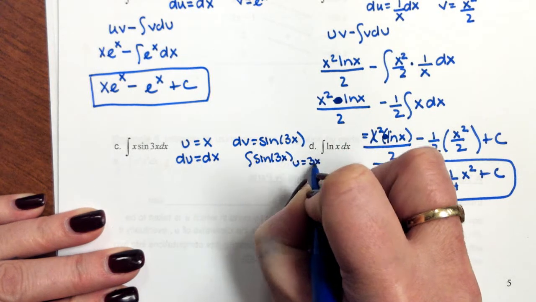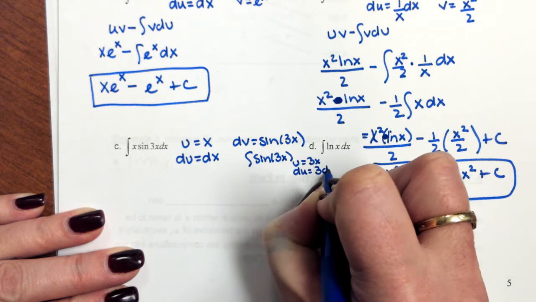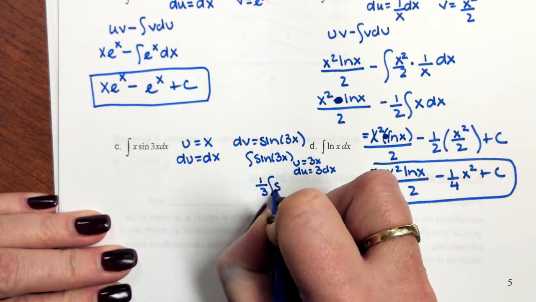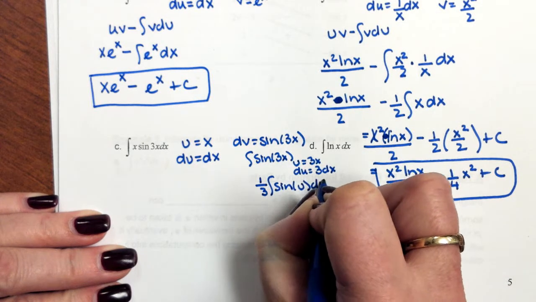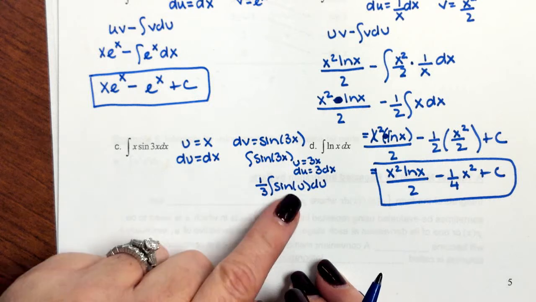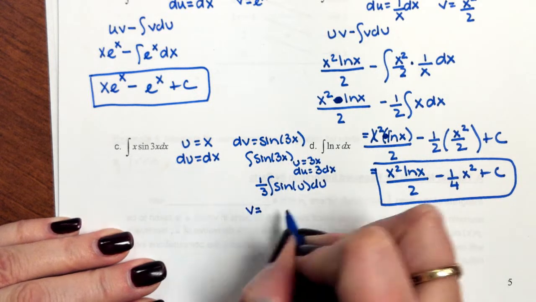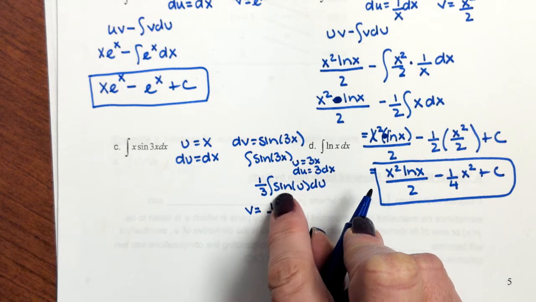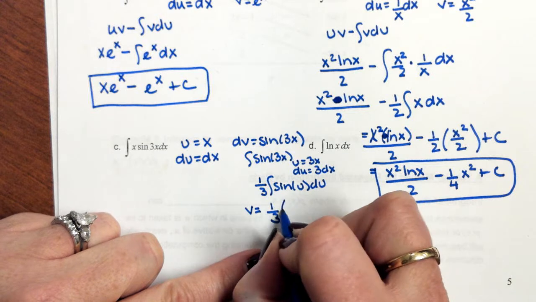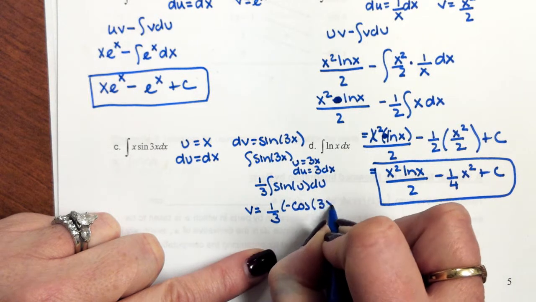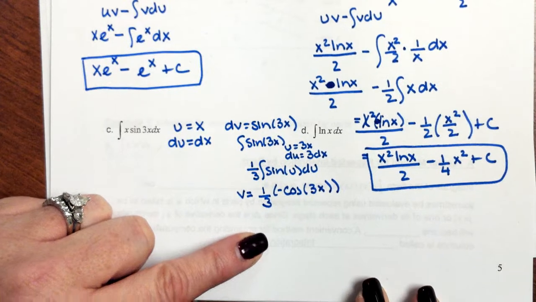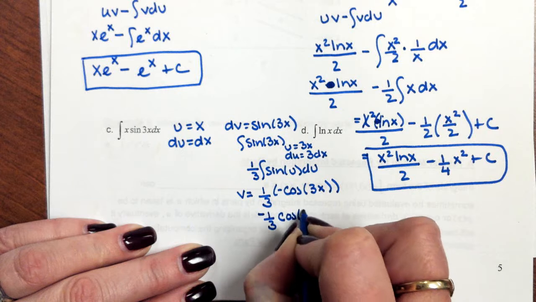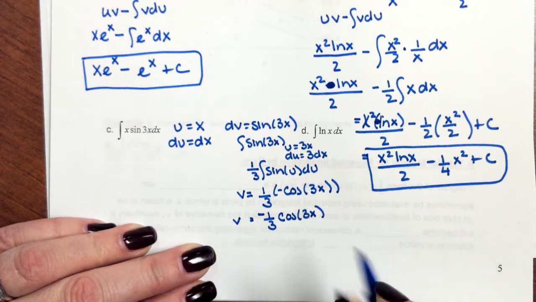U is equal to 3x. My du is equal to 3 dx. So I have to pull that 1/3 out of your integral. So 1/3 times your integral sine of u du. And again, so now when I integrate, v is going to be equal to 1/3. The antiderivative of sine is going to be my negative cosine, and I can plug back in my 3x. So I have negative 1/3 times the cosine of 3x as my v.